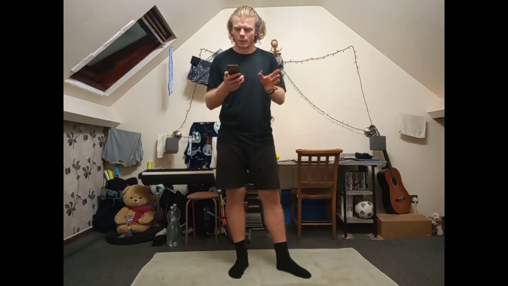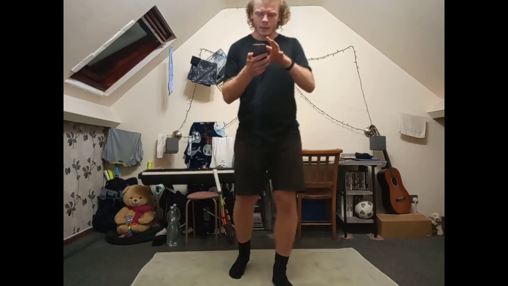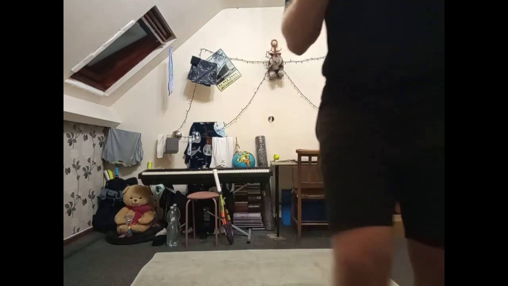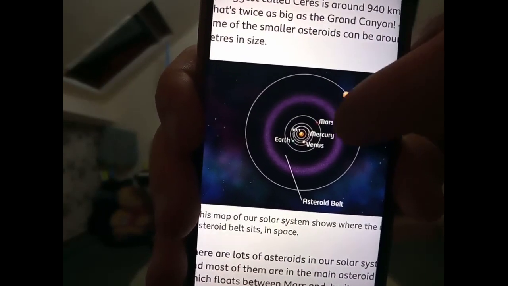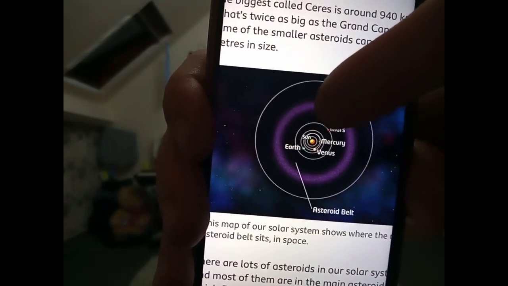Now, asteroids are, of course, much smaller than a planet. Even though Ceres is 1,000 kilometers wide, it's still smaller than a planet. Most asteroids are in the asteroid belt. Here we have another picture of the asteroid belt between Mars and Jupiter. So that is the solar system. In the middle there's the Sun, the yellow thing there.